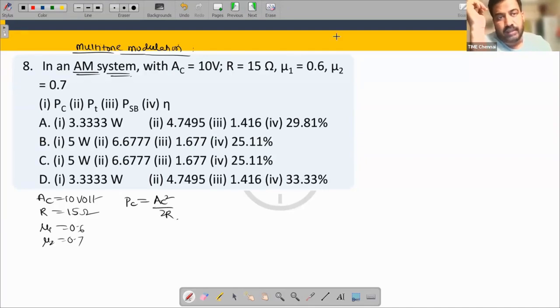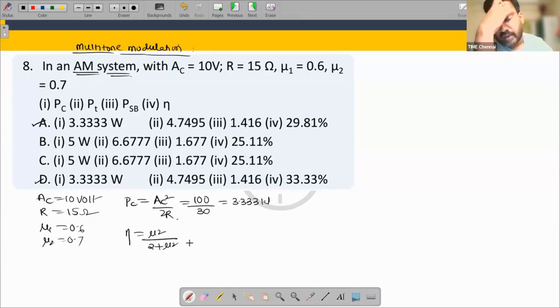Pc is Ac square by 2R. That's 100 by 30, 3.333 watt. Either this or this, the rest are the same. Now we can find eta.